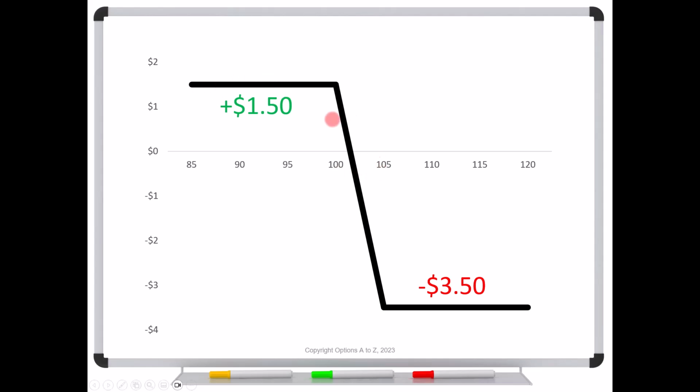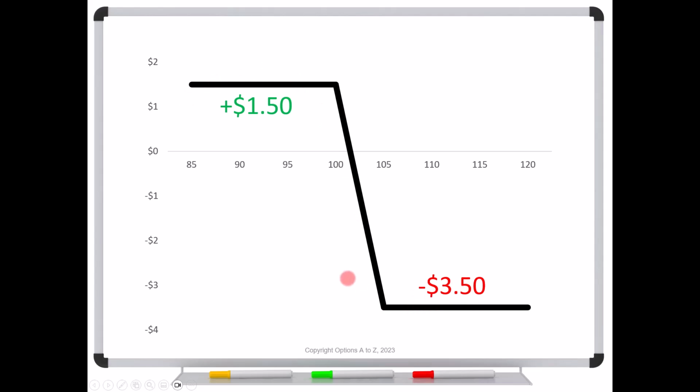And that's all this vertical spread exposes you to, is a potential $5 loss. So why would anybody do it? Well, because you got paid a credit up front to accept that risk. So again, if you collect $1.50 on the short spread, then the maximum loss is $3.50.